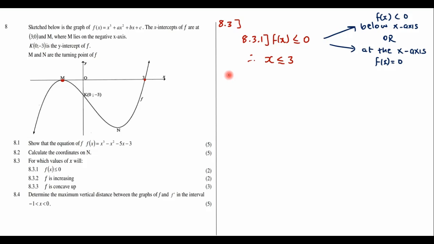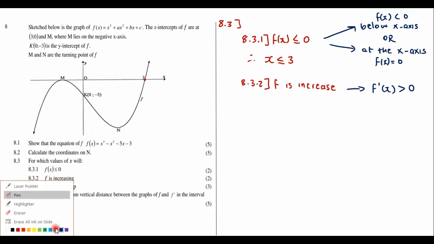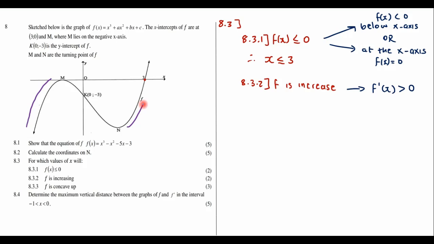So let's go ahead and look into the second one. The second one, 8.3.2, it says increasing. So if f is increasing, what does that mean? Basically, if f is increasing, it means that the derivative is greater than 0, right? It means on your graph, you just need to look at where the graph is going up. You can see that the graph is going up here, and then it's also going up there, right?